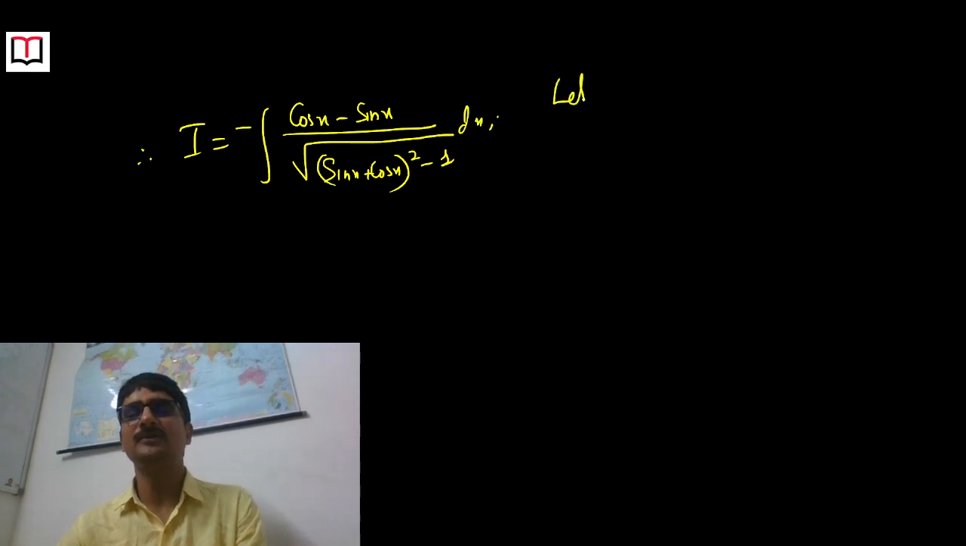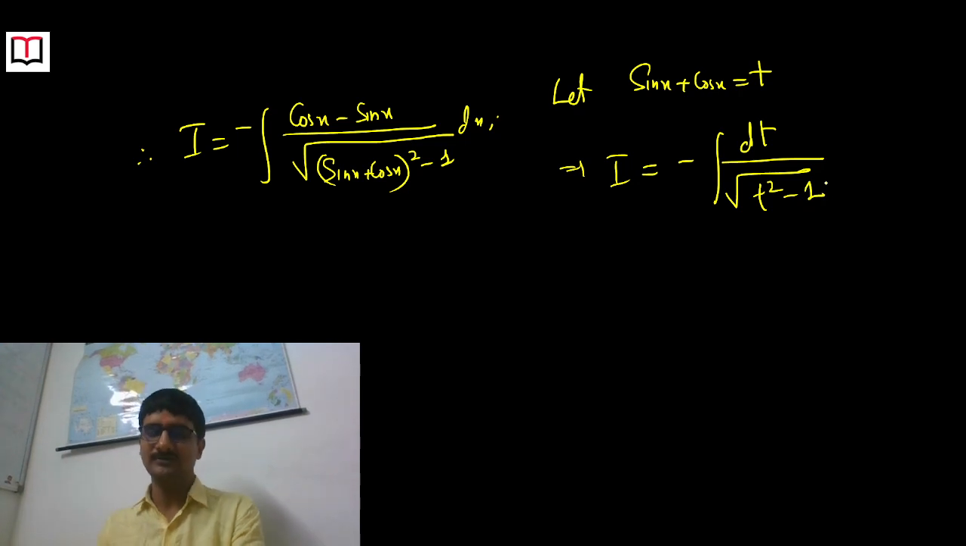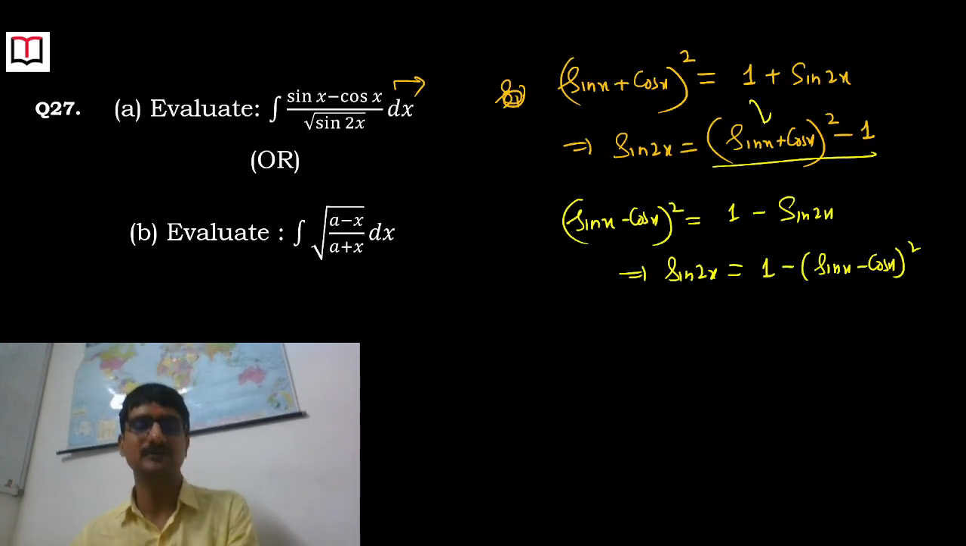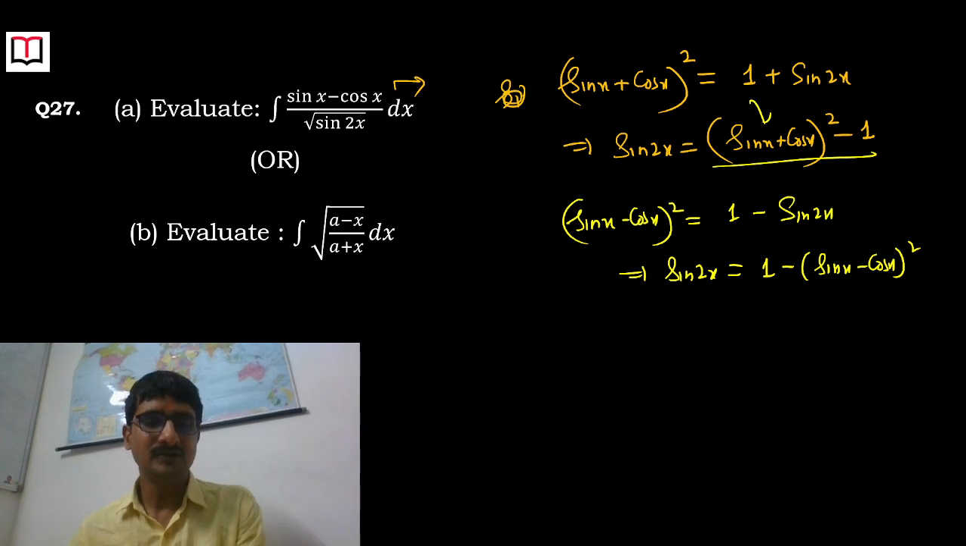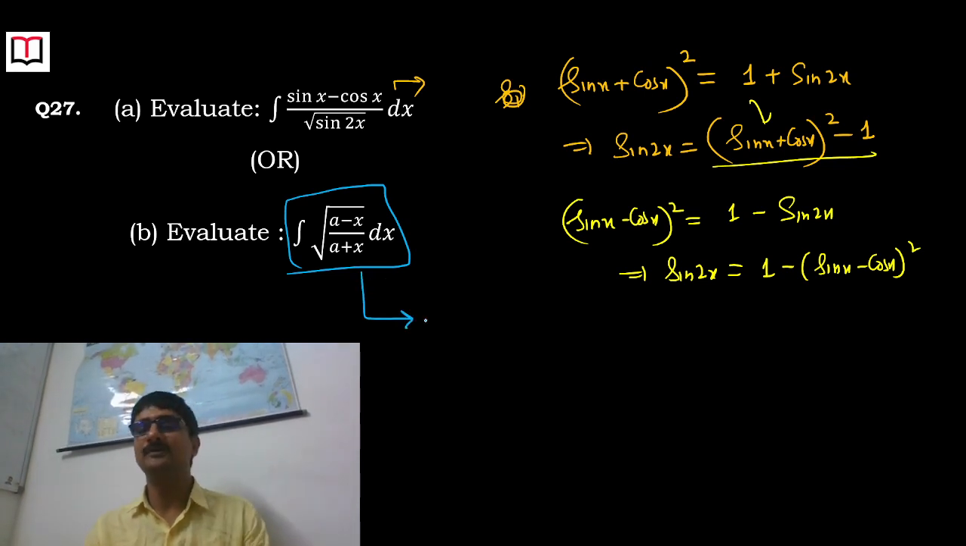Now all of you know what we are going to do. I'll replace sine x plus cos x by t here. So I is, in the numerator you have the derivative directly, and t square minus 1, and then you know its result. You all must know the result. If you don't know it, you still have 1-2 days with you. Recall, remember, revise all the formulas, all the results.